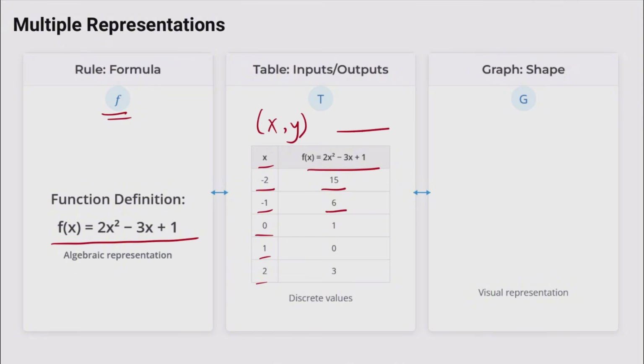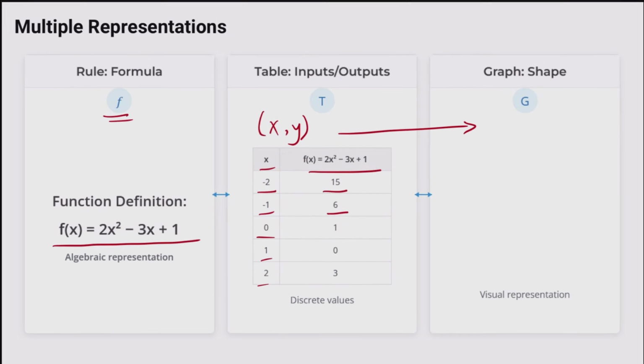So you can use all of them in order to have your graph shape and see the actual visual representation itself. So by this way, we can draw any relation or any function that we have.